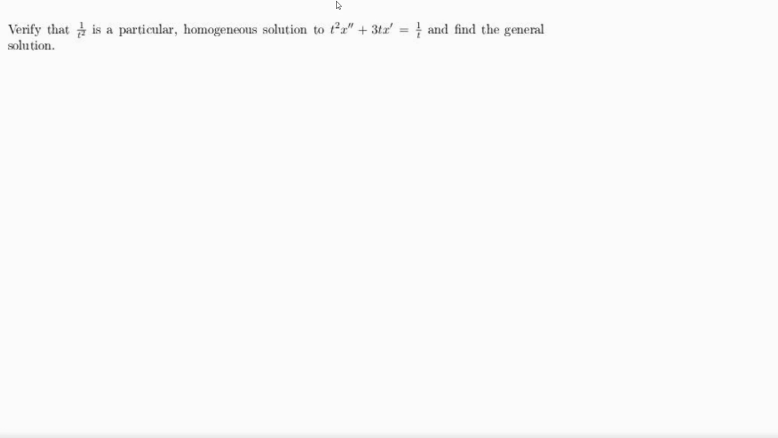Hello everyone. In this problem we are required to verify first a particular homogeneous solution to this ordinary differential equation and then find the general solution. Concerning the differential equation itself, it's second order due to the second derivative, linear since it's a combination of the variable x and a few of its derivatives. Non-homogeneous, we have a non-homogeneous term on the right, and variable coefficients.